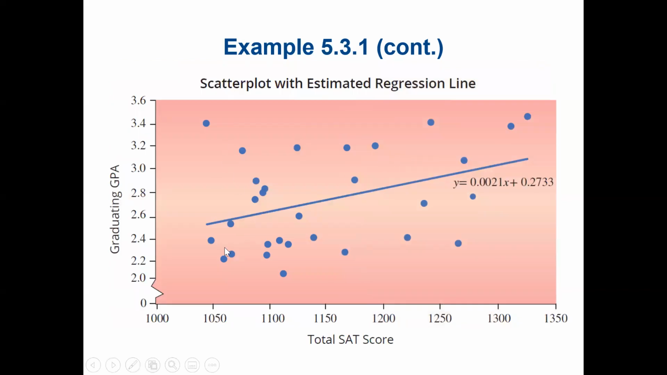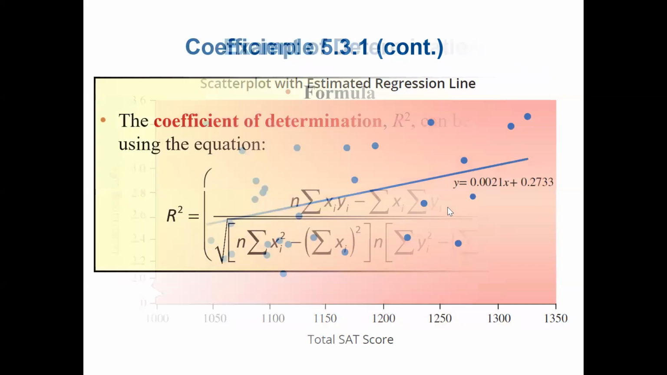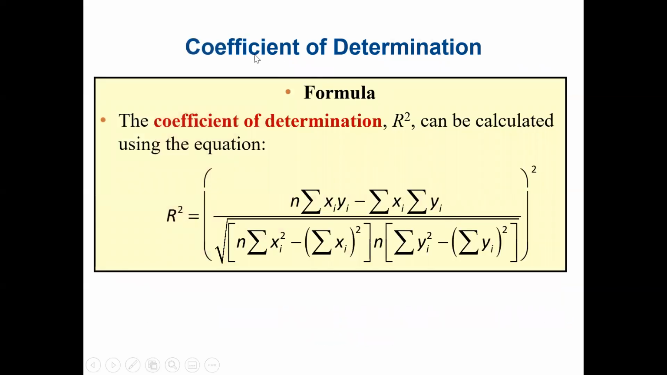And this is the scatter plot. We use the software. We can generate the equation. So this is our regression equation. This regression equation is based on the best fit line. And we use, again, Excel. We can use SPSS, so many software to do it. And this is the formula for the coefficient of determination.